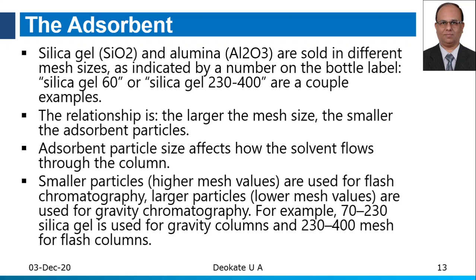The larger particle size, that is lower mesh values, is used for gravity chromatography. In the laboratory, we are using gravity chromatography, where the mobile phase moves through the column by gravitational force. For example, in the laboratory we are using silica gel having 230 to 400 mesh size, whereas up to 70 mesh, the silica gels are used in flash chromatography.